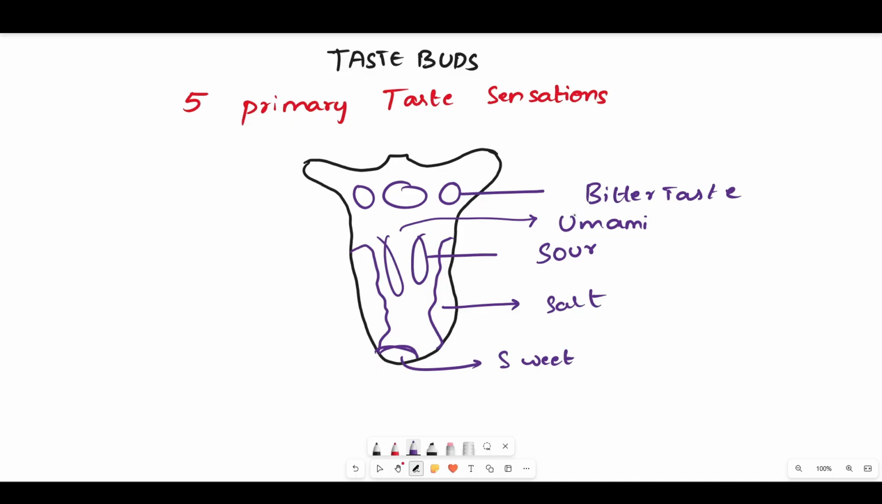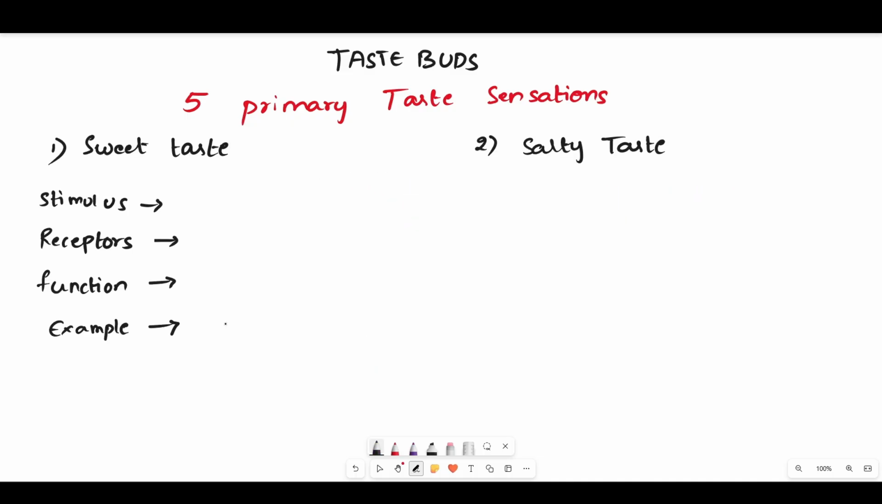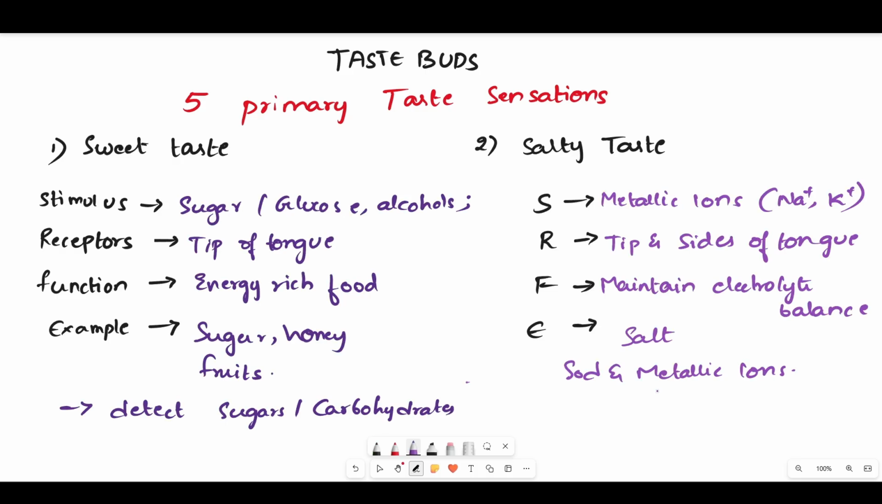Now let's get into each taste in detail. For every type of taste, we will see four things: its stimulus, receptors, function, and example. The first two tastes are sweet and salty. In the sweet taste, the stimulus is sugar, glucose, sucrose, or alcohol. The receptors are mainly present at the tip of the tongue. The function is detecting energy rich food, and the examples are sugar, honey, or fruits. So the sweet taste mainly detects sugars and carbohydrates.